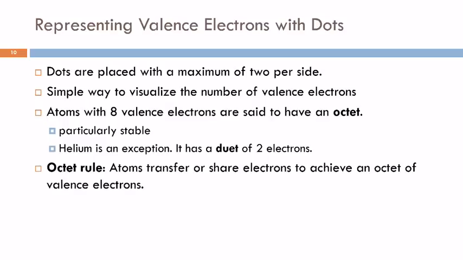Helium only has 2 electrons, and they're both valence electrons by default. But that first energy level can't hold any more. Helium's not big enough to be able to handle 8 electrons, so he's happy with 2. So what we call the octet rule is that atoms will tend to transfer or share electrons to achieve an octet of valence electrons. So what I say is that atoms are happy, they're more stable, if they have 8 valence electrons.